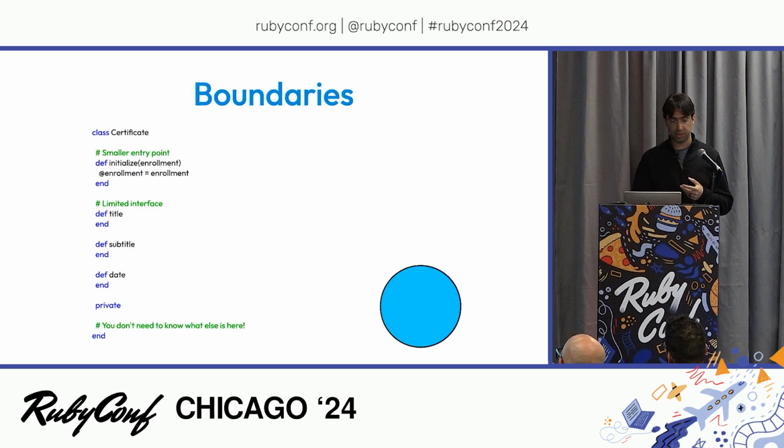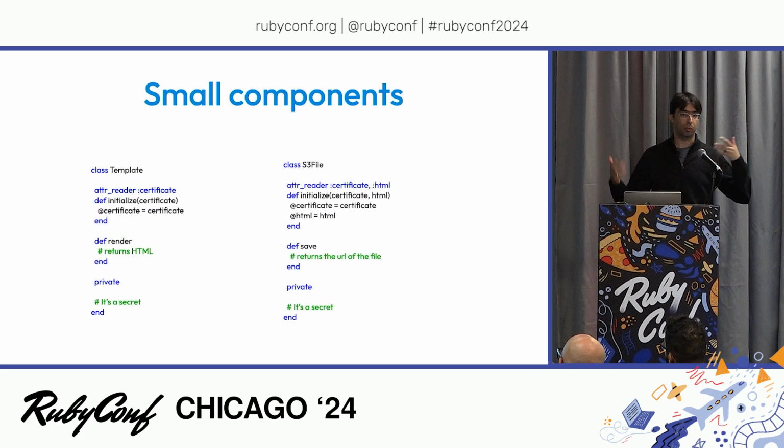And then in addition to that, we add a couple of components to do the rest of what our program should be doing. So we'll add a template class, and it takes in one component, so a certificate, that last one. And then it only responds to one message, which is render, and then it gives us back some HTML. And then for S3, we have a component that takes in two entry points, a certificate and some HTML, and it has only one exit point. You call save, and it simply saves and tells you where it saved it.